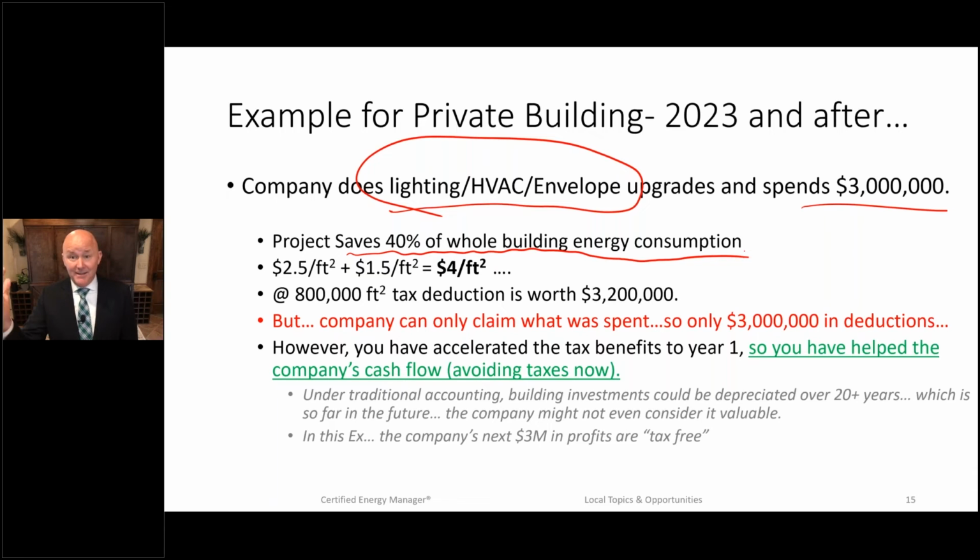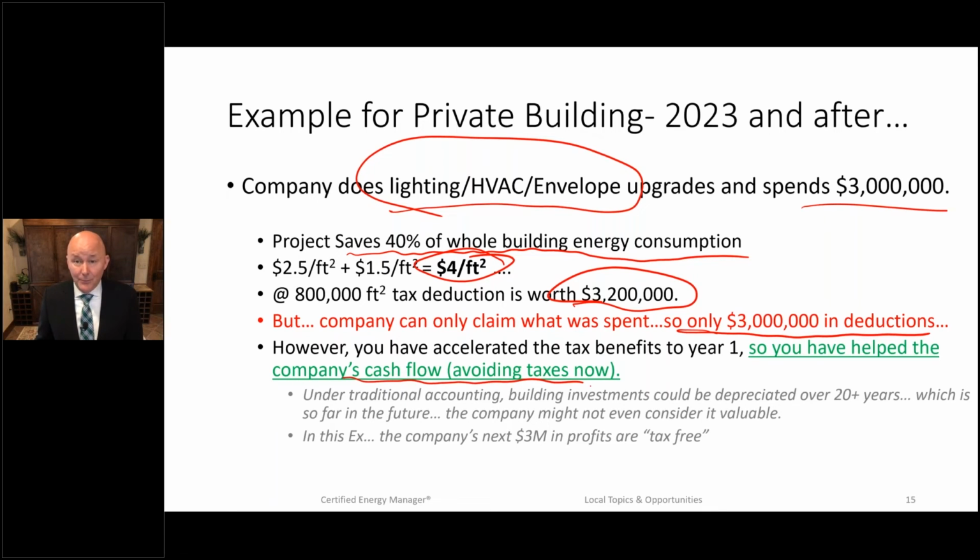You document that, fantastic, pat yourself on the back, that's great. You get $4 a square foot in accelerated depreciation. So at 800,000 square foot facility, the tax deduction is worth about $3.2 million. Again, because you only spent 3 million, you can only claim 3 million in deduction. But still, you should be okay with that. You're going to move that all to time zero. That's going to help the company's cash flow by avoiding their taxes now.